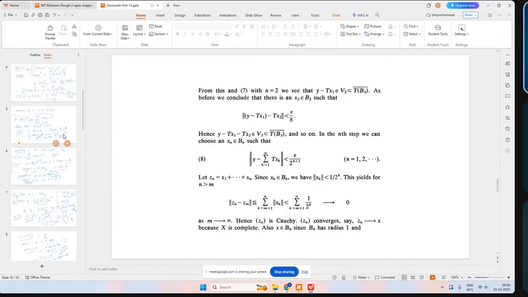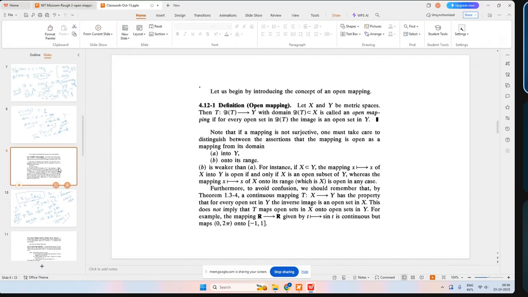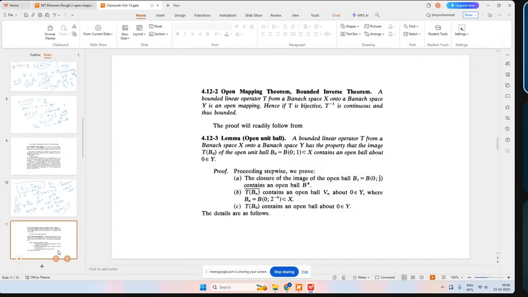What I wanted to tell you is this: the open mapping theorem, bounded inverse theorem. Bounded inverse theorem means what? If the inverse exists, it has to be a bounded map. What is the meaning of saying that it's a bounded map? It's a continuous map. A continuous operator is the same thing as a bounded linear operator. So we want to show the inverse is a continuous map, then it's a bounded map. That is why this theorem is also called the bounded inverse theorem. So that is one story which I wanted to tell you today.